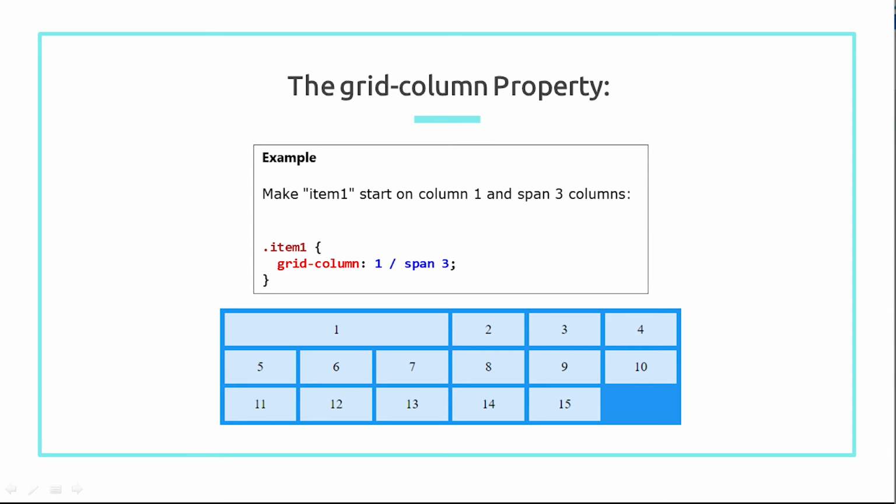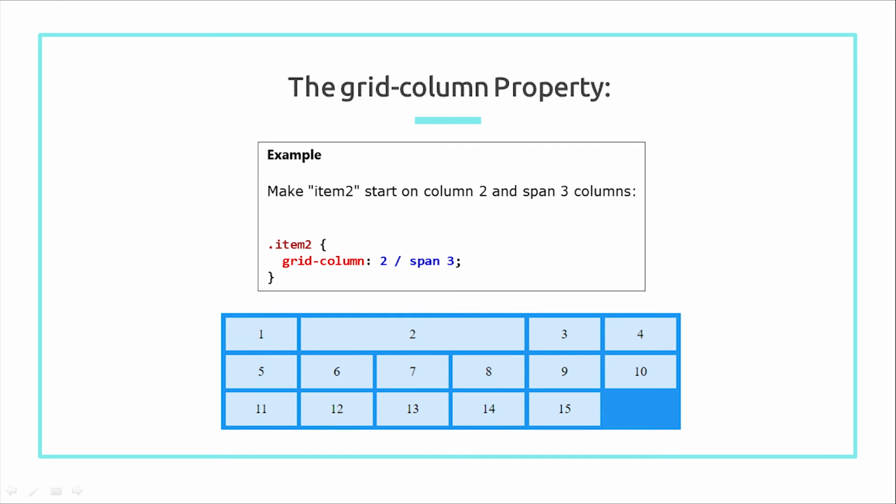Example. Make item 1 start on column 1 and span 3 columns. Example. Make item 2 start on column 2 and span 3 columns.